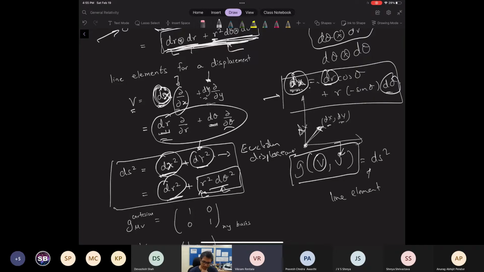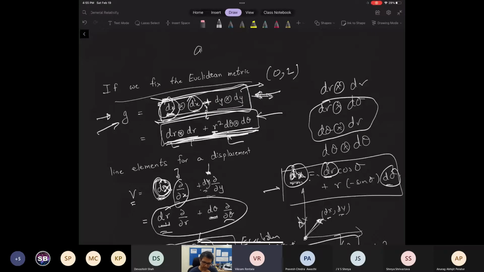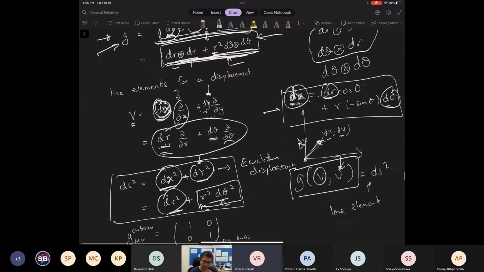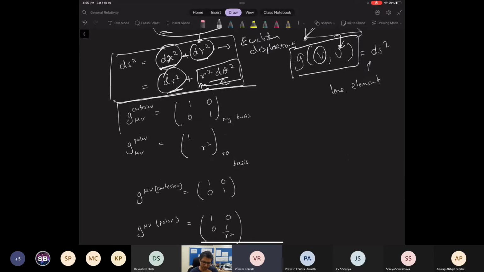Now what you can do, and we'll do this often in this course, is write a general g in terms of basis coefficients times dx mu tensor dx nu. You can think of this g mu nu as a matrix. The size of this matrix is n by n, where n is the dimension of the manifold, because mu takes n values and nu takes n values. So for a two-dimensional manifold, our g mu nu Cartesian looks like this: it's just 1, 0, 0, 1. For our g mu nu polar, it looks like 1, 0, 0, r square, which is what I got from here.